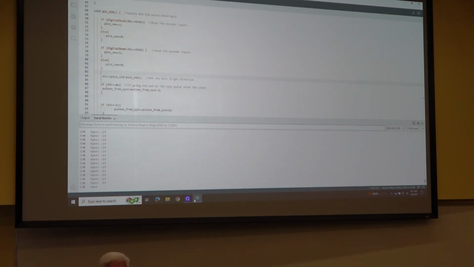I could have just as easily written the code to say, okay, if I'm going forward, count up. If I start going backward past the sync pulse, okay, set it back to pulse 99 once you go past sync. That's just a programming thing. Okay, so this is the industrial version of that.